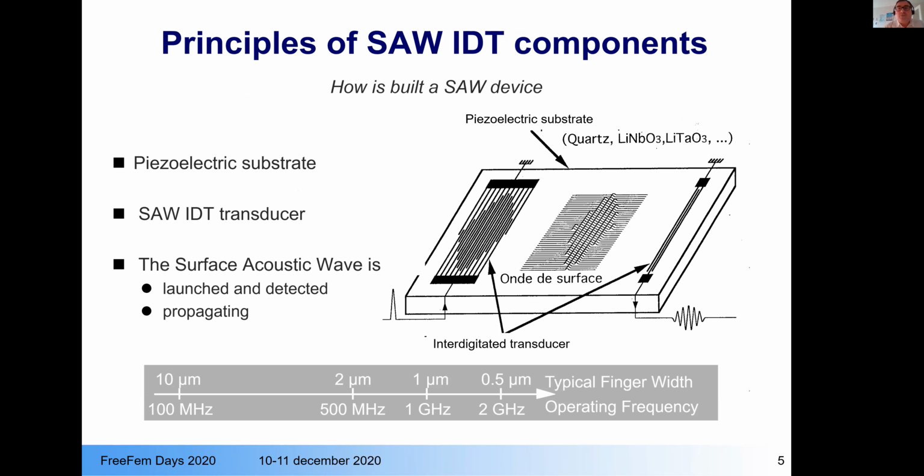So the principle of surface acoustic wave transducer. First, it consists of a piezoelectric substrate covered with interdigitated transducers. So it works like this. The surface acoustic wave is launched by the left transducer, is propagating and is detected by the second transducer. You can see typical finger width versus operating frequency, ranging from 100 megahertz to 2 gigahertz.